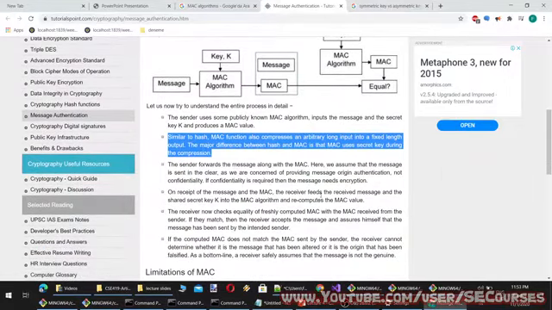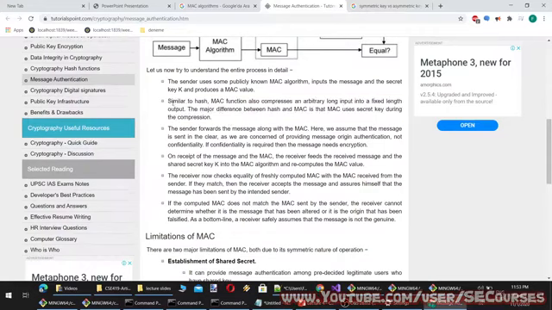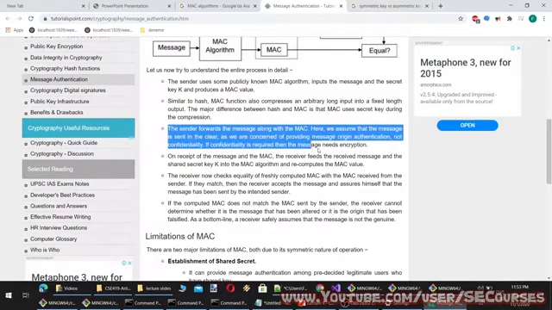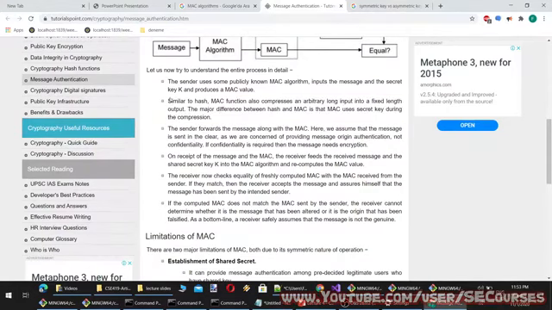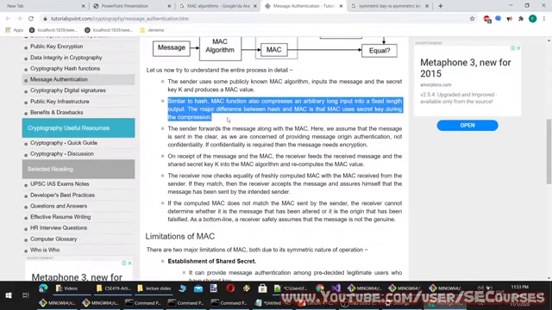Similar to hash, a MAC function also compresses an arbitrary long input into a fixed length output. The major difference between hash and MAC is that MAC uses a secret key during the compression. So you see this is similar to hashing functions such as MD5 or SHA-256. However, the difference here is that it takes a key, a private key.